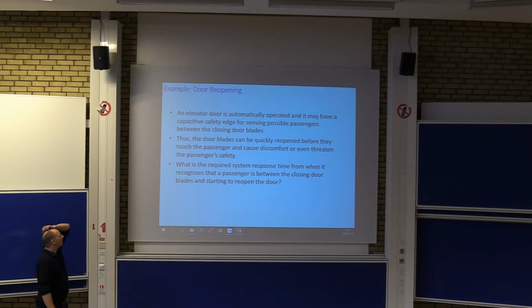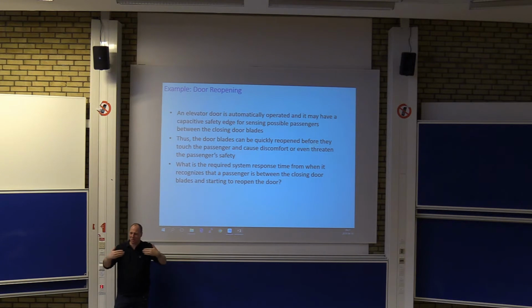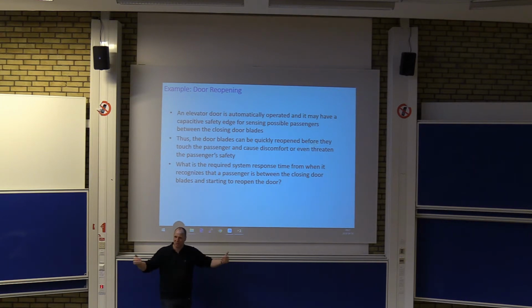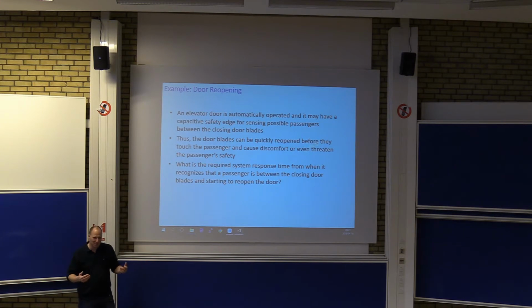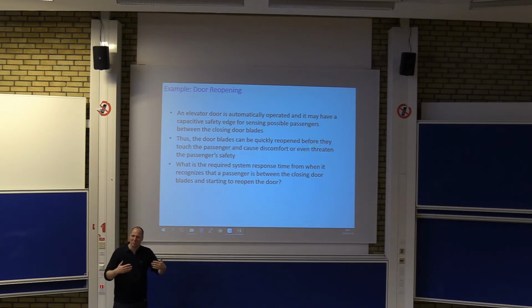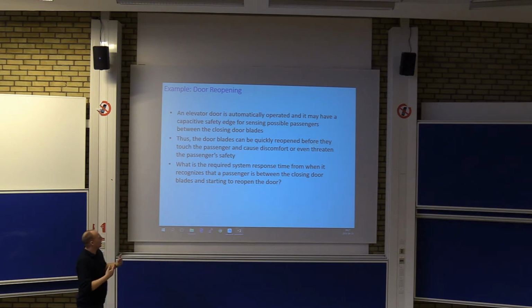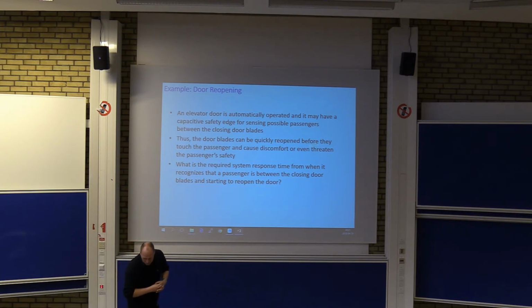Just an example here. If you have an elevator, you have the doors and they will close, right? Then you have sensors that detect if there is a person between the doors, because then they should open up again. So this is a sort of real-time system, because if you don't act fast enough, then the person will be crushed, or it might hurt at least.